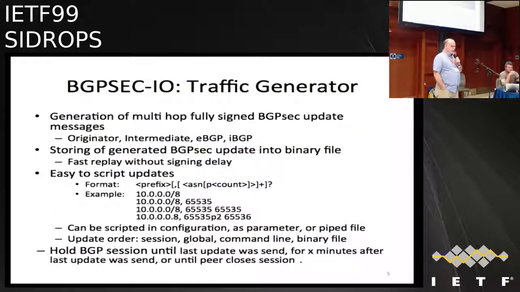Next slide. So what we did in the BGPSecIO, it's a traffic generator that creates fully signed BGPSec updates. It allows to store these updates in binary files. We wanted a very, very simple way of scripting updates. So the prefix alone would basically mean you originated. Then you can just look at this, it speaks for itself. Next slide.